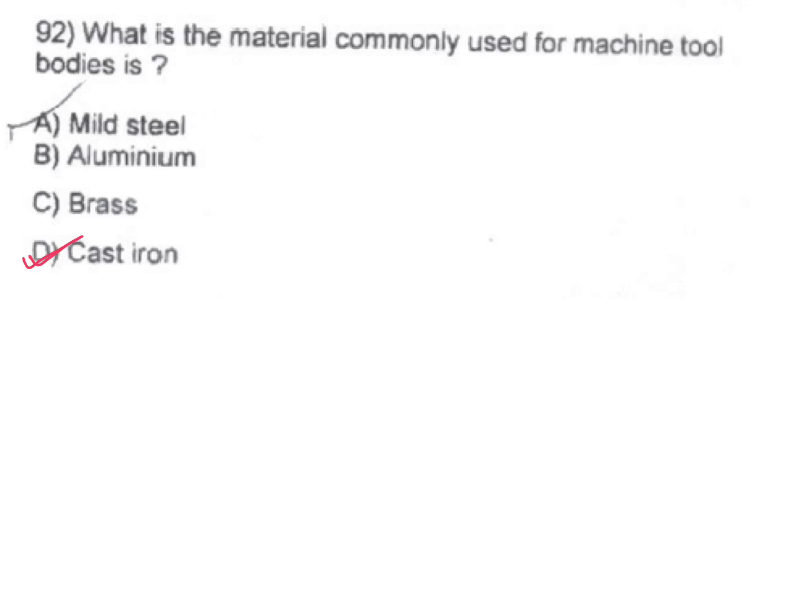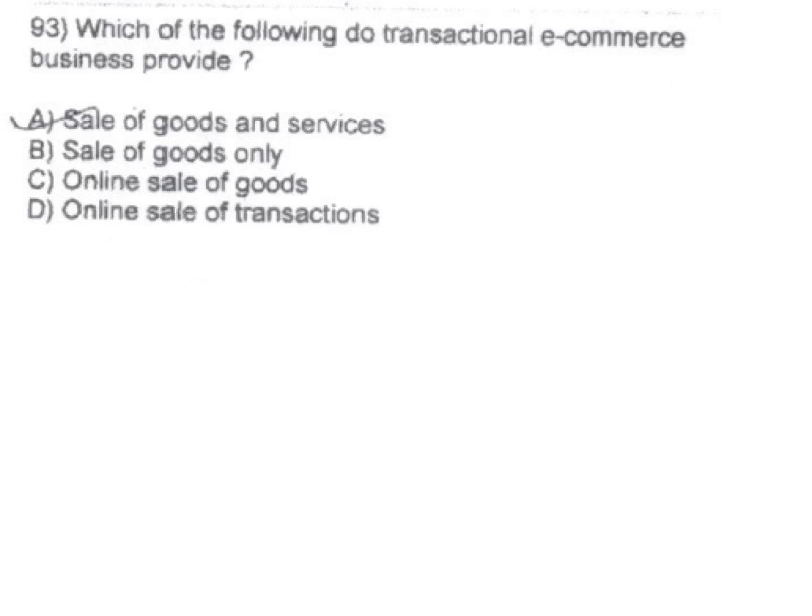Which of the following do transactional e-commerce business provide? A. Sale of goods and services. B. Sale of goods only. C. Online sales of goods. D. Online sale of transactions. A is the answer. Sale of goods and services, transactional e-commerce business.